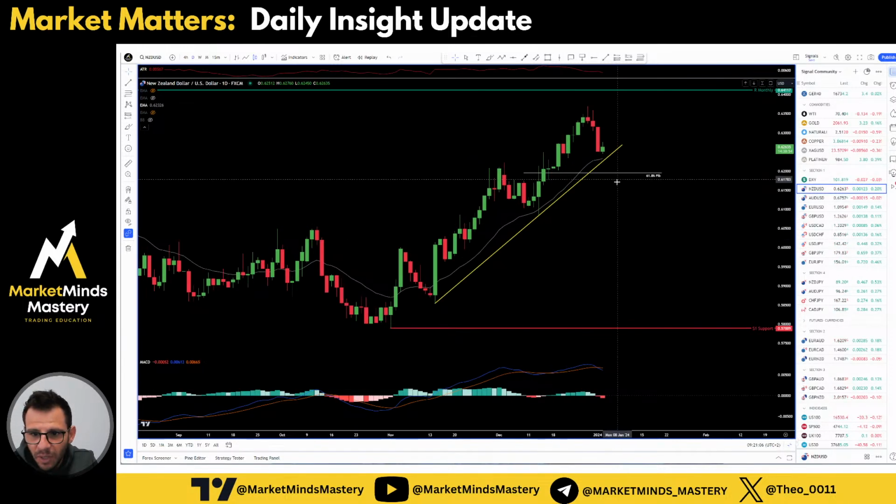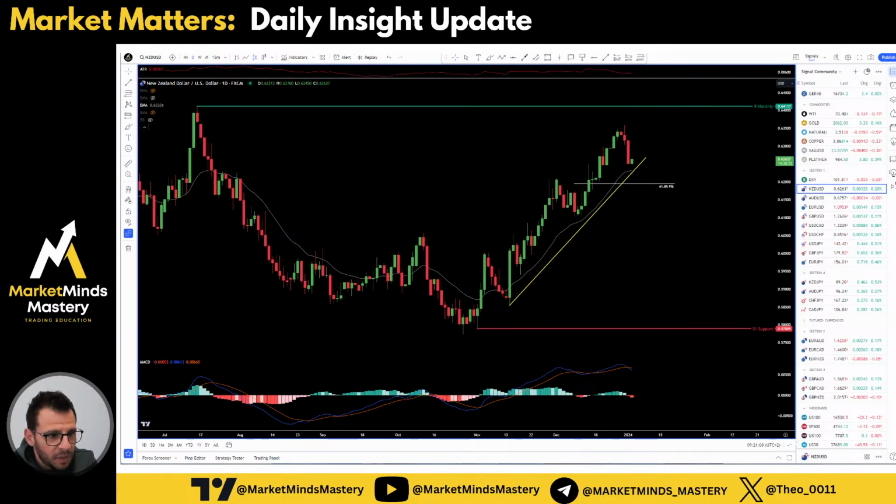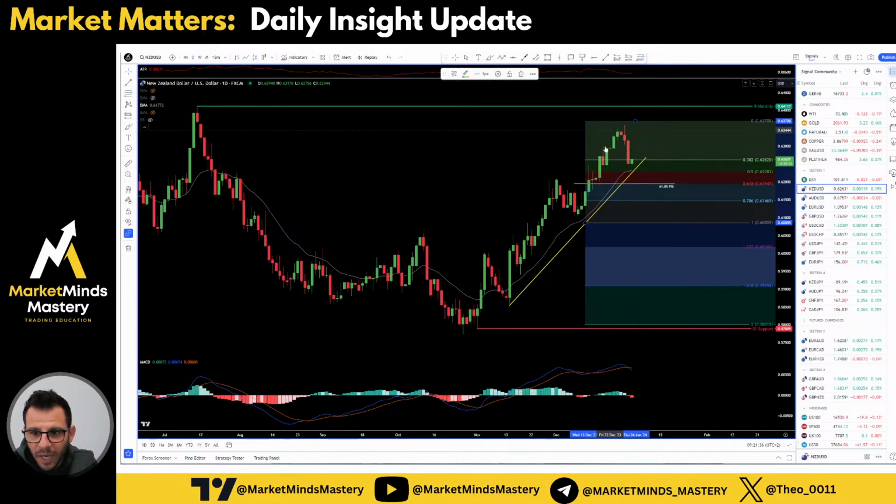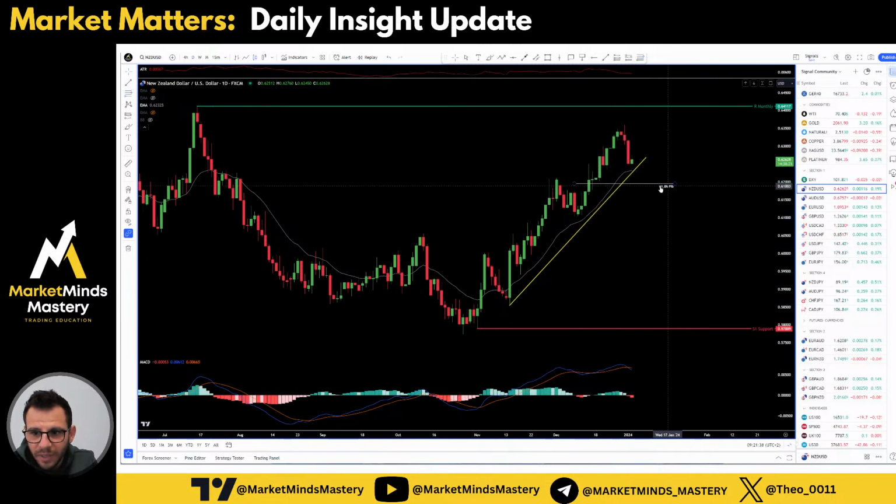New Zealand US dollar. Price is in a well-defined uptrend with series of higher highs and higher lows. Here it's the recent swing high, and the 61.8 fib area is down there. So let's double check. From the low to the high, 61.8 is right here.